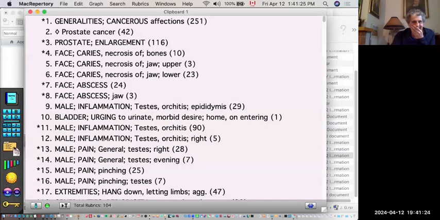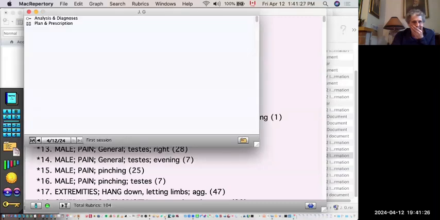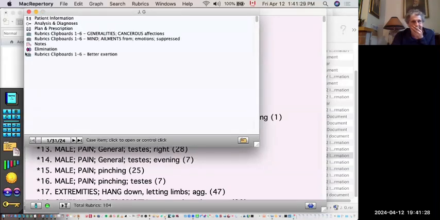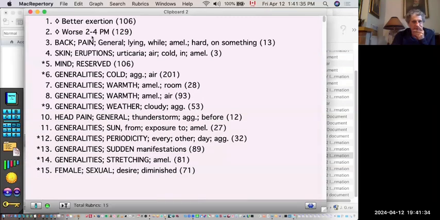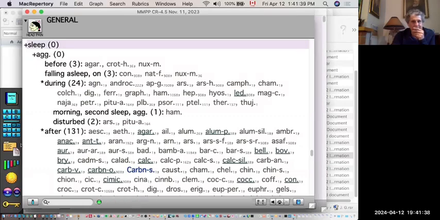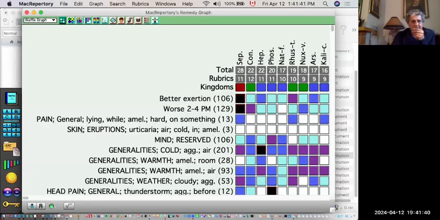And well, we don't have many representations. There should be only one. It should be this one. Yeah, so better exertion. So this is with the MMPP repertory. Sepia is a 4 for better exertion and a 4 for worse, 2 to 4.